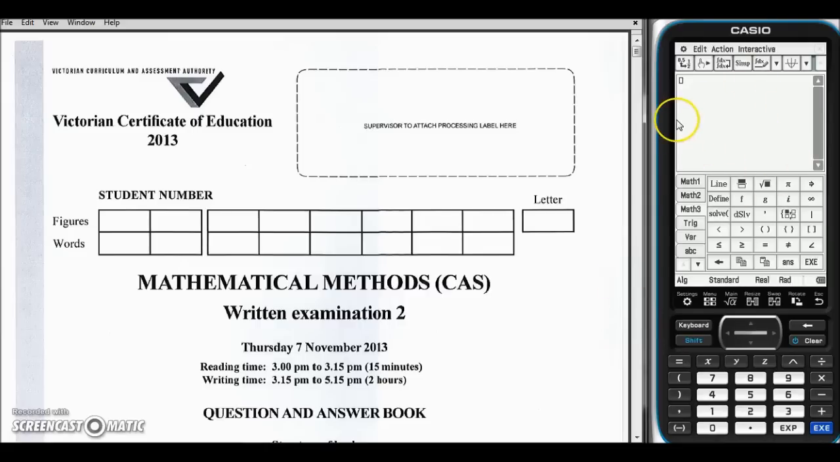I'll be using the ClassPad 2. I'll try to show you some cool stuff on there that you might not have seen before, and hopefully you get something out of it.